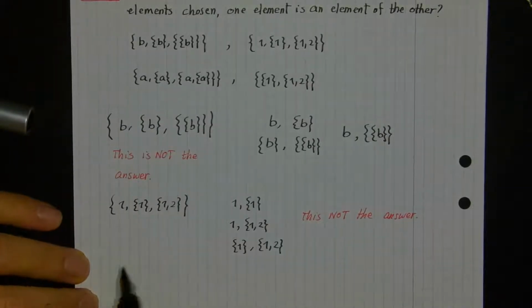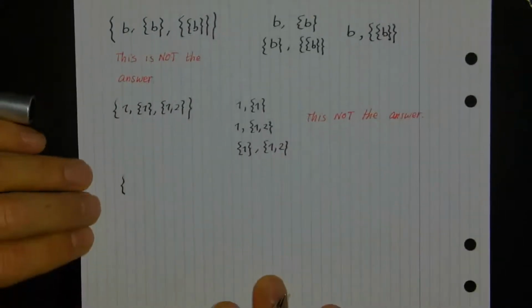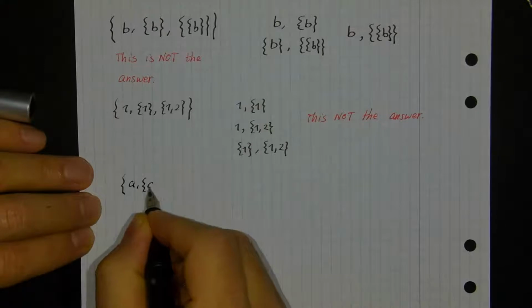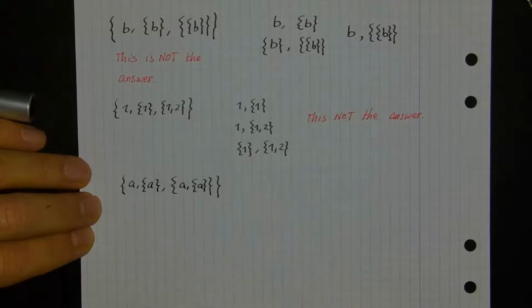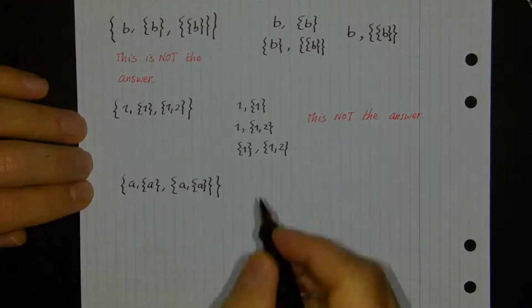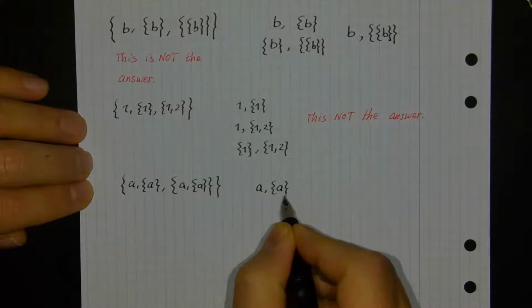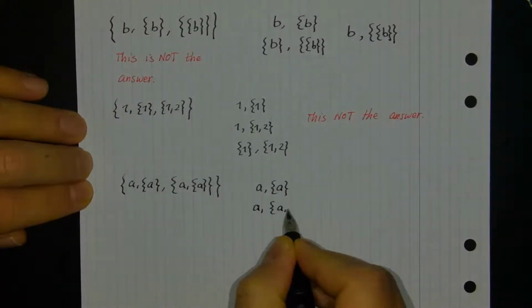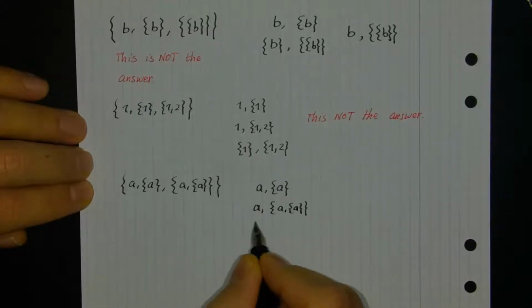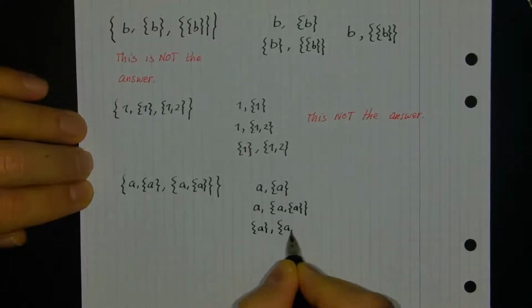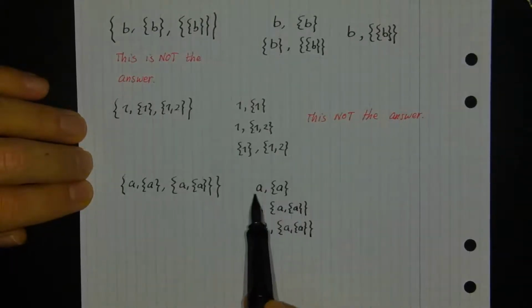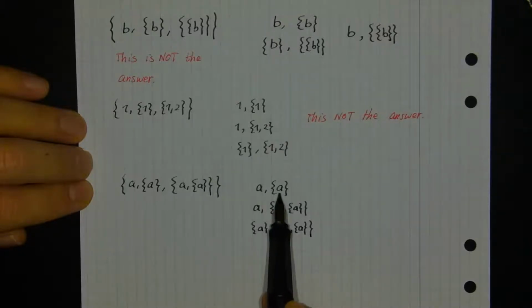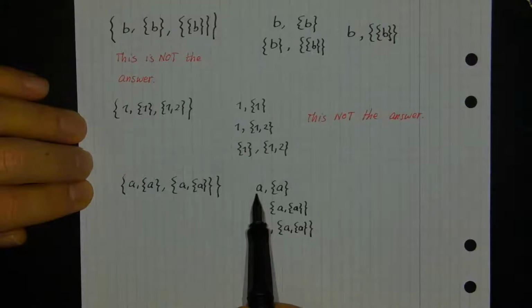Yes. Let us check that one. If I have A and {A}, and then I have {A}, again, how many pairs of elements can I choose? I can choose A and {A}, and I can choose {A}, {A}, something like that. But if I ask you now, from this pair, is it true that one of them is an element of the other? The answer is yes, because the left-hand side is A, the right-hand side is {A}, and the left-hand side belongs to the right-hand side.